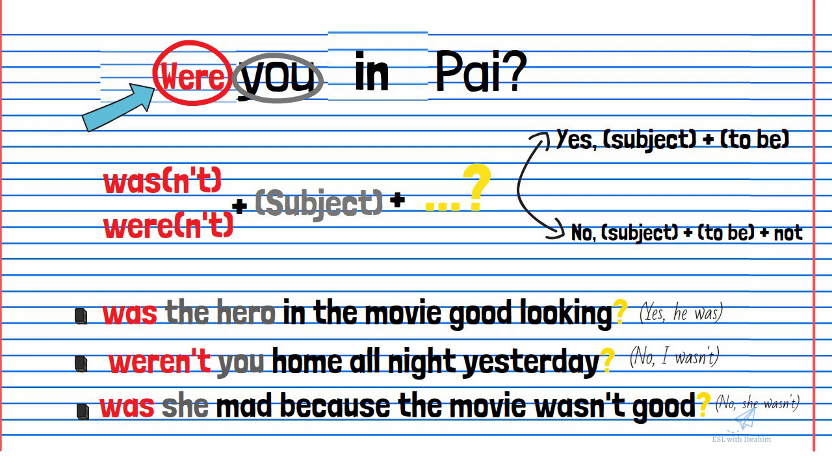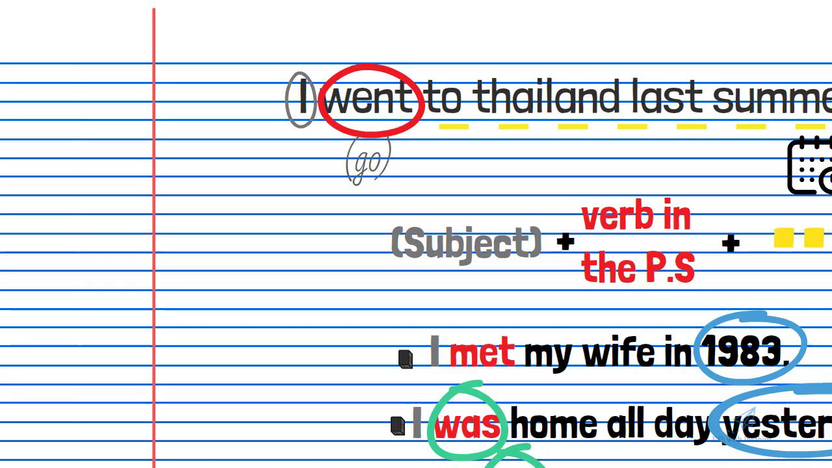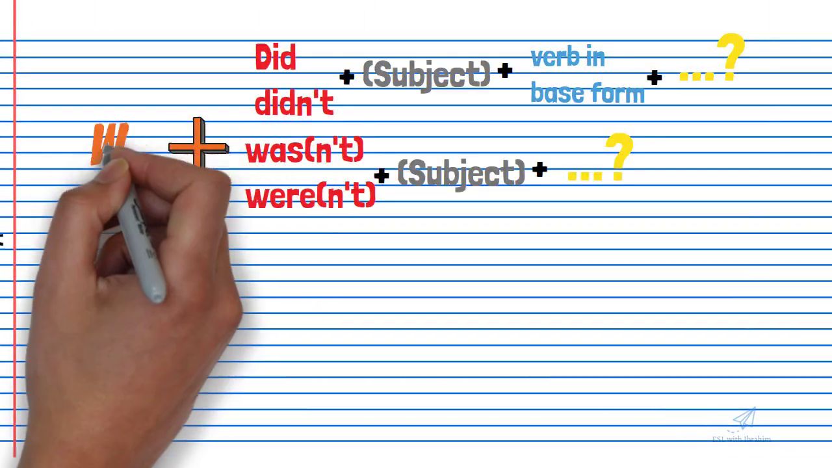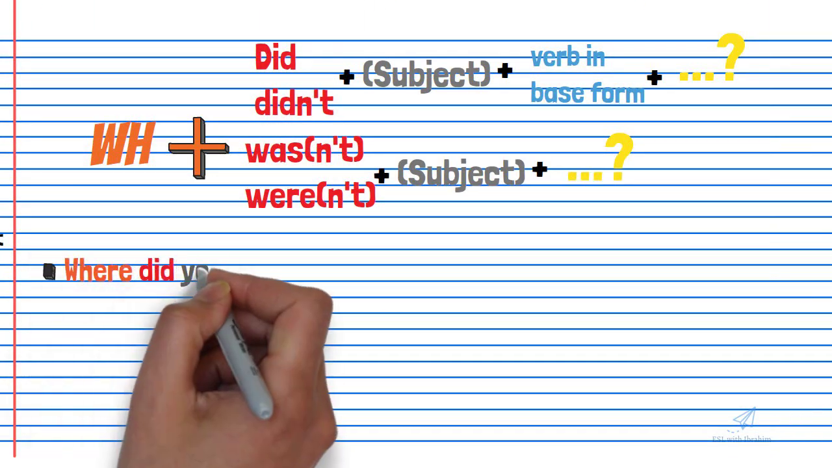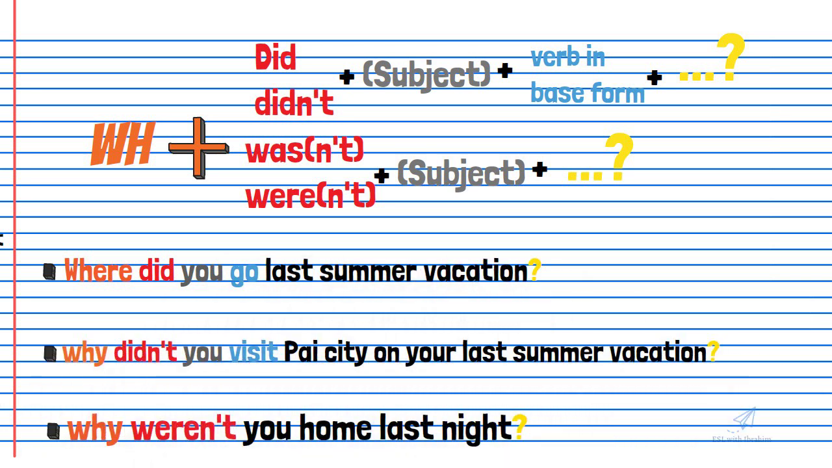With the WH questions, as you can see, we simply add a WH word at the beginning of the yes or no questions. So the formula goes like this. Let's have a recap.